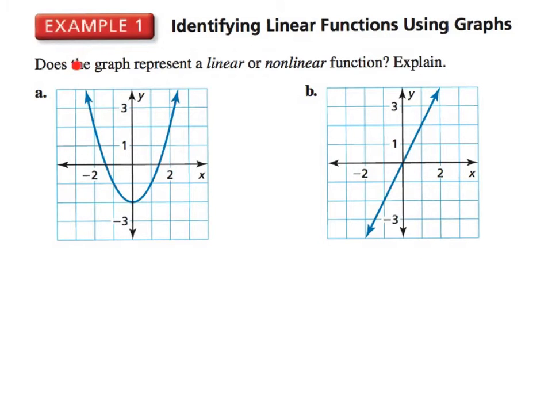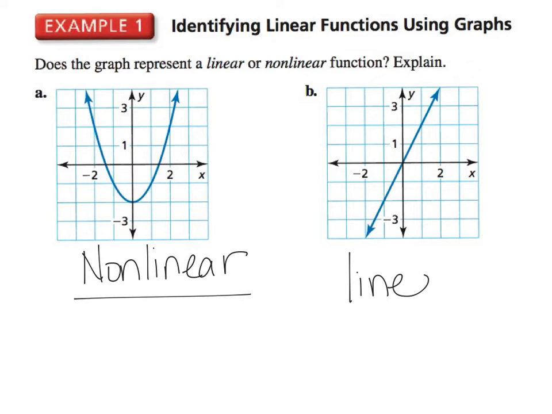Now, once again, in example 1, we not only have to do the problem, we must also explain. Make sure we always explain. Does the graph represent a linear or nonlinear function? This is really easy. The first one is not a line, so it's nonlinear, and the reason is because it's not a line. Easy. B is a line, therefore, it's linear. So we'll get the easy part out of the way.